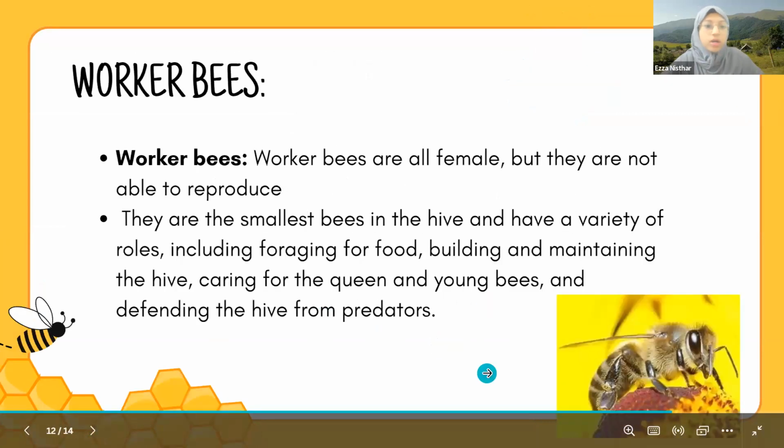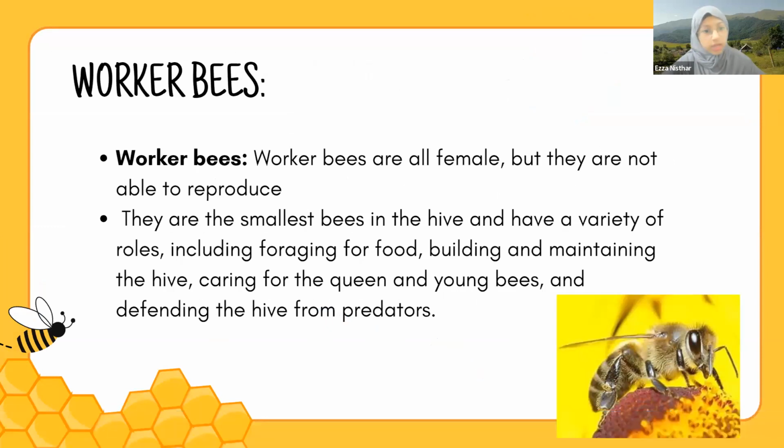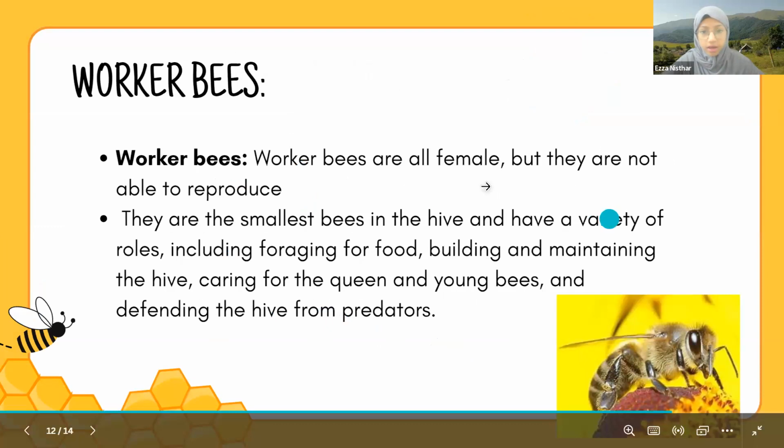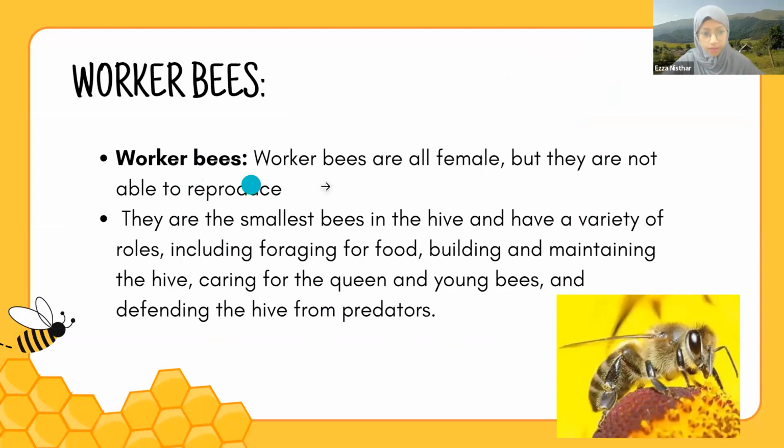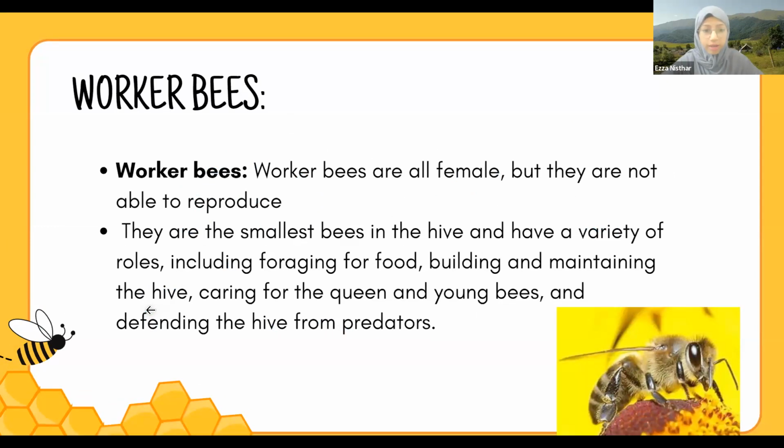Next is worker bees. Worker bees are all female, but they are not able to reproduce. The queen bee is also a female, but she is the only female bee who can reproduce. Worker bees cannot do that, and they are the smallest bees. In the previous slide, we saw the queen bee is the largest bee in the hive, and these are the smallest bees in the hive.